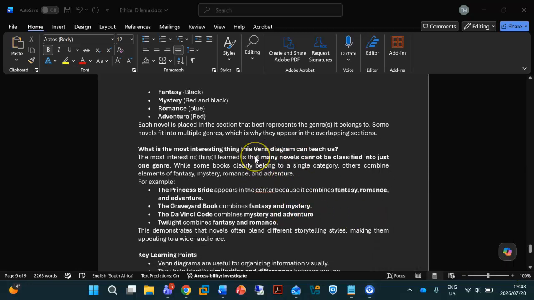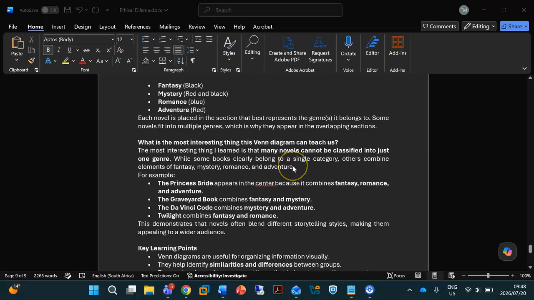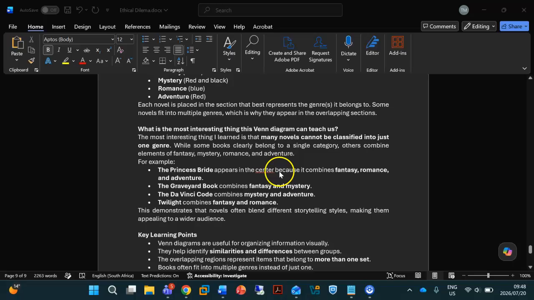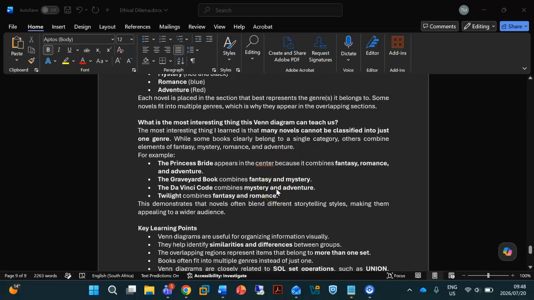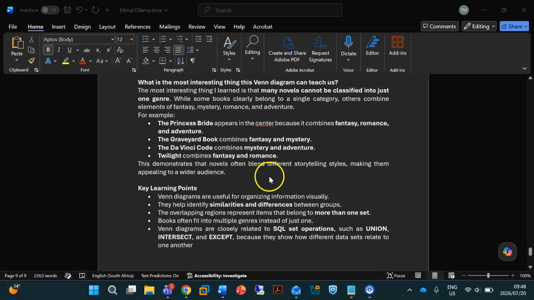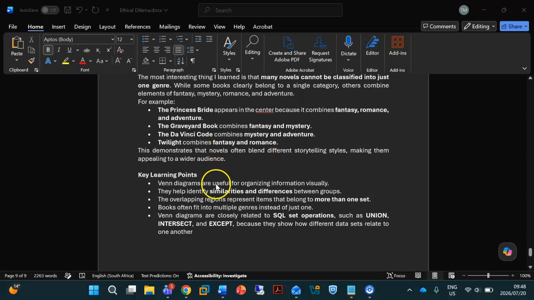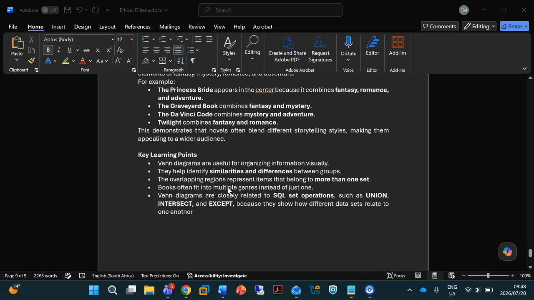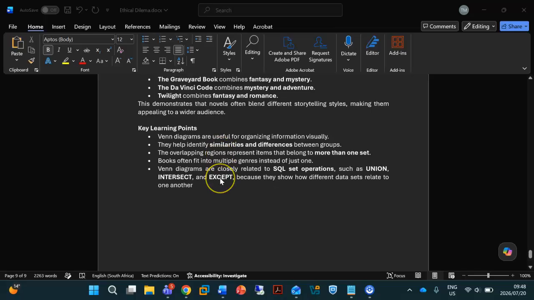Then what is the most interesting thing this Venn diagram can teach us? So the most interesting thing is that many novels can't be classified into just one genre, while some books really belong to a single category. Others combine elements of fantasy, mystery, romance, and adventure. For example, The Princess Bride appears in the center because it combines fantasy, romance, and adventure. The Graveyard Book combines fantasy and mystery. The Da Vinci Code combines mystery and adventure. And Twilight combines fantasy and romance. This demonstrates that novels often blend different storytelling styles, making them appealing to a wider audience.